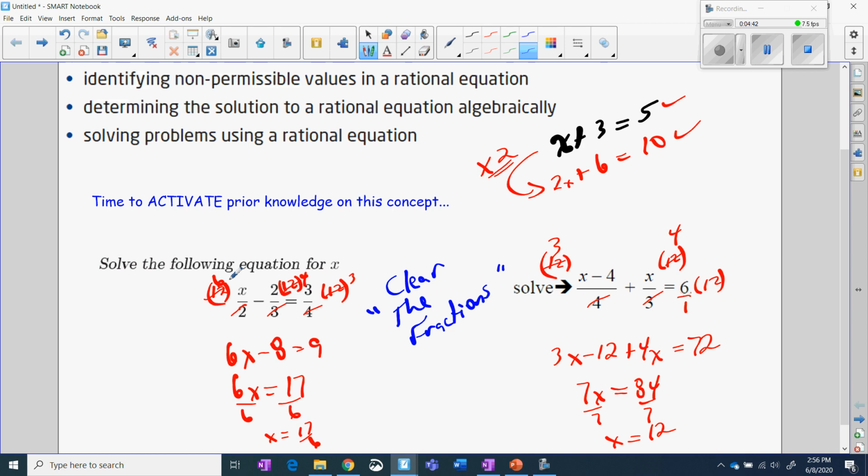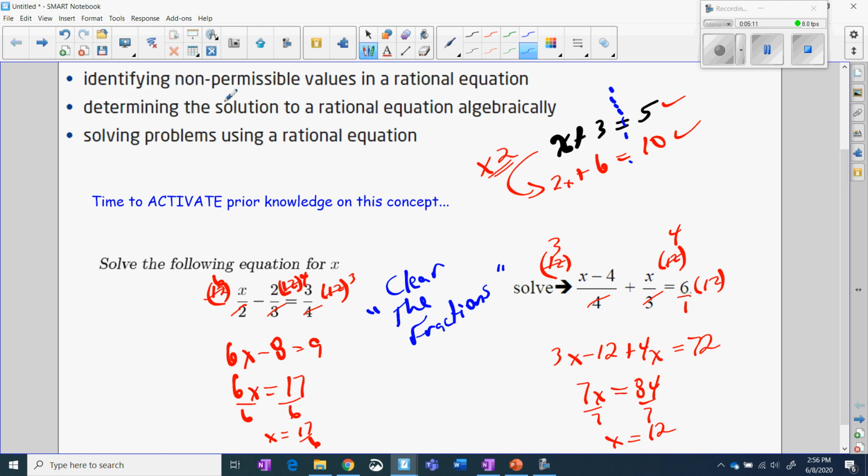Anytime you have an equation, now you can't do this with expressions, but you can do it with equations, because with an equation, think of equality. As long as you do something to the left side and then you do the exact same thing to the right side, it's still going to be equal. You can multiply both sides. You can add 6 to the left as long as you add 6 to the right, and so on and so forth. That's the principle of equality. So we are going to clear the fractions.